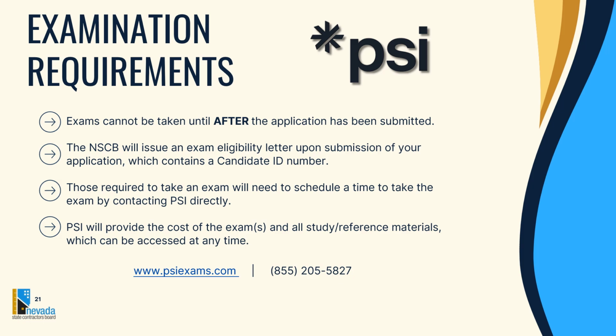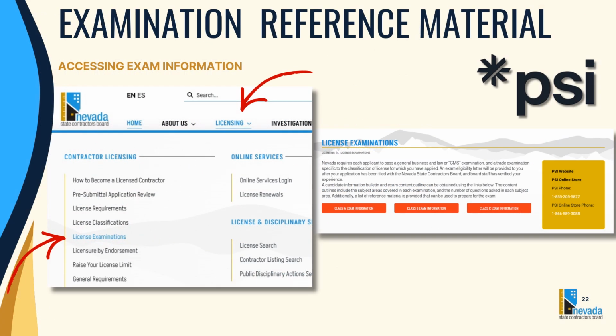PSI Exam Center administers all licensing exams. However, the exam cannot be taken until after the application has been submitted. Once your application is received, the Nevada State Contractors Board will send you an exam eligibility letter. That includes your candidate identification number. You will then schedule your exam directly with PSI Examination Services. PSI provides information about exam fees, study materials, and reference guides. You may utilize the License Examination tab on our website to view the Candidate Information Bulletin and other tabs related to PSI.